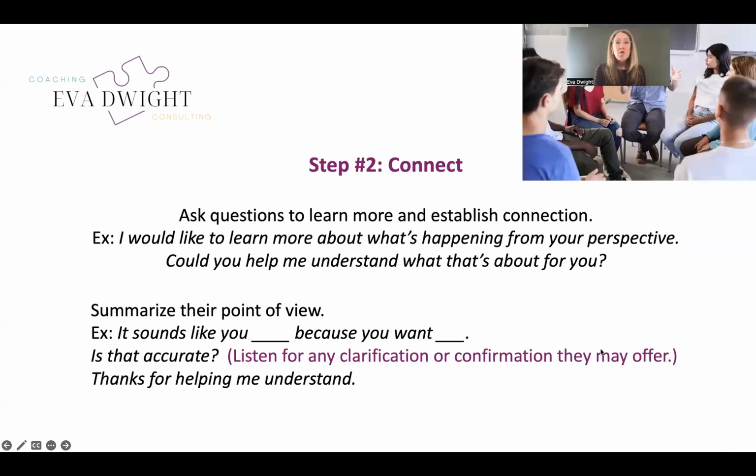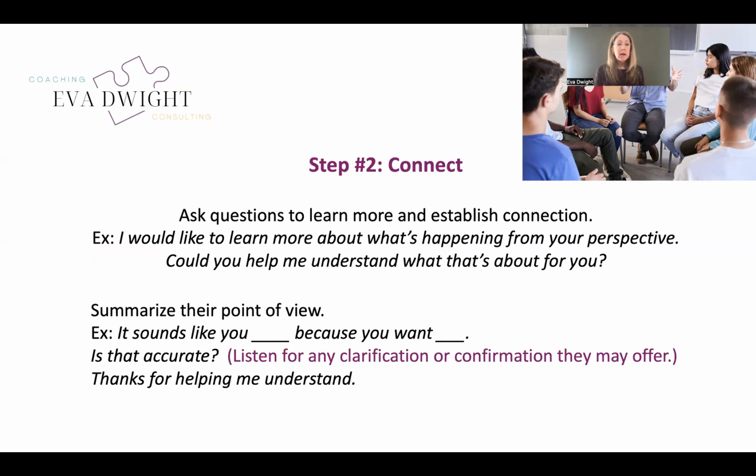The next thing you're going to do is connect. You're going to use that curiosity to connect with them. So you're going to ask more questions like, I would like to learn more about what's happening from your perspective. Can you help me understand what that's about for you? And then when they give you information, summarize their point of view.